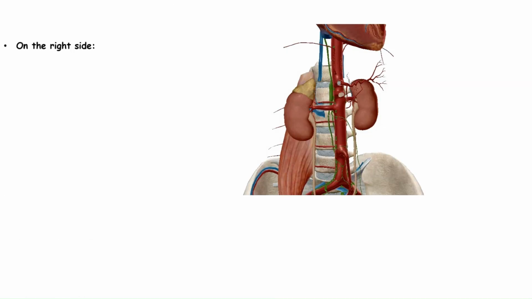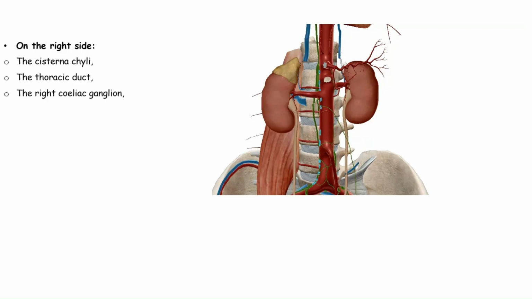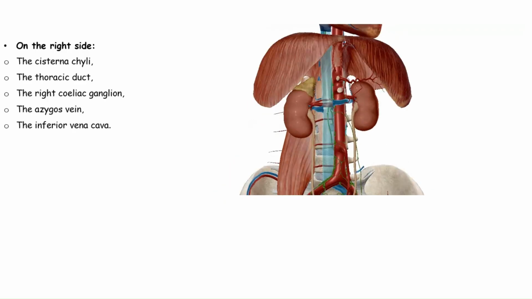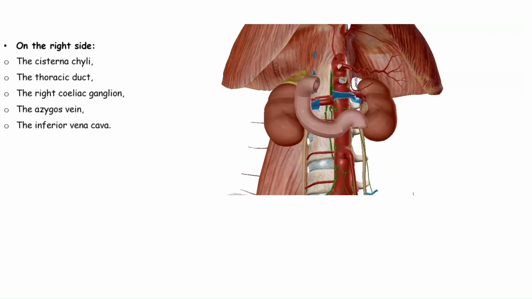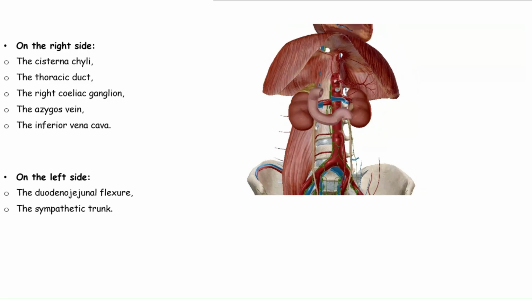On the right side, it is related to the cisterna chyli and the thoracic duct, the right celiac ganglion, the azygous vein, and the inferior vena cava. On the left side, it is related to the duodenojejunal flexure and the sympathetic trunk.